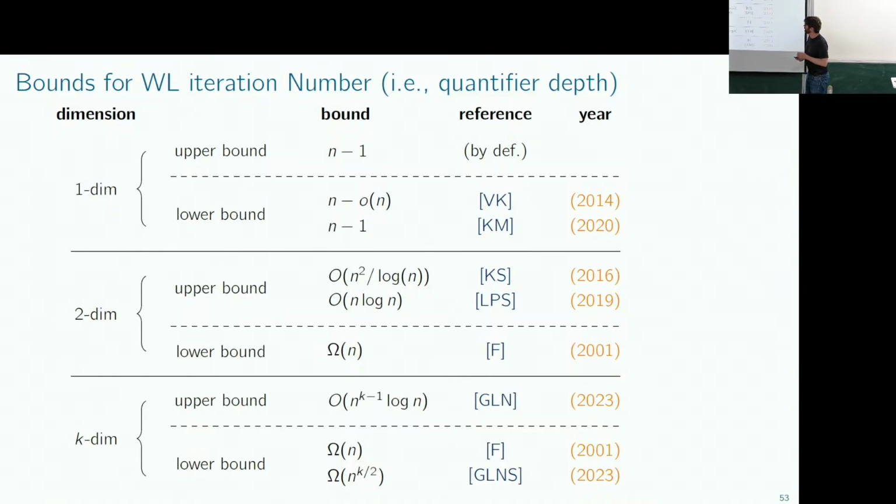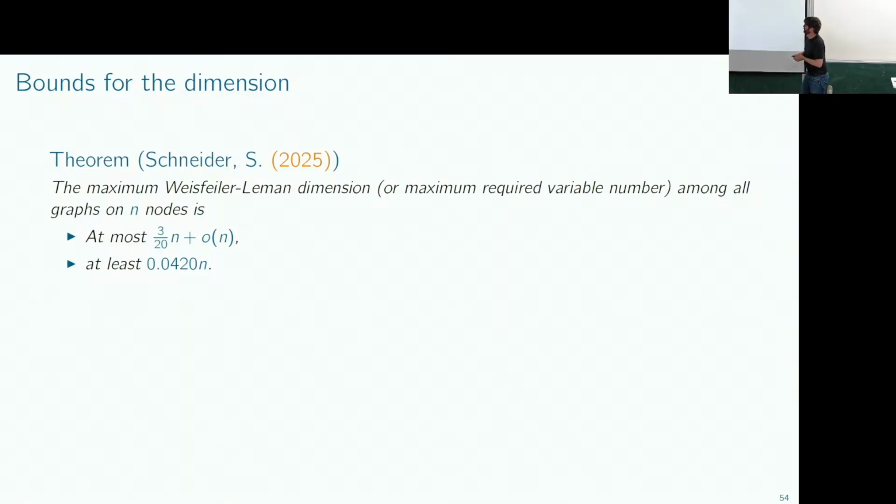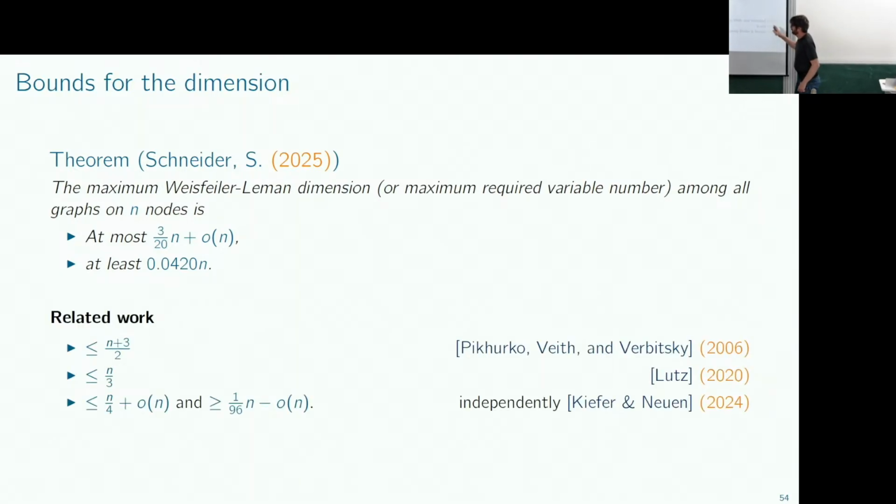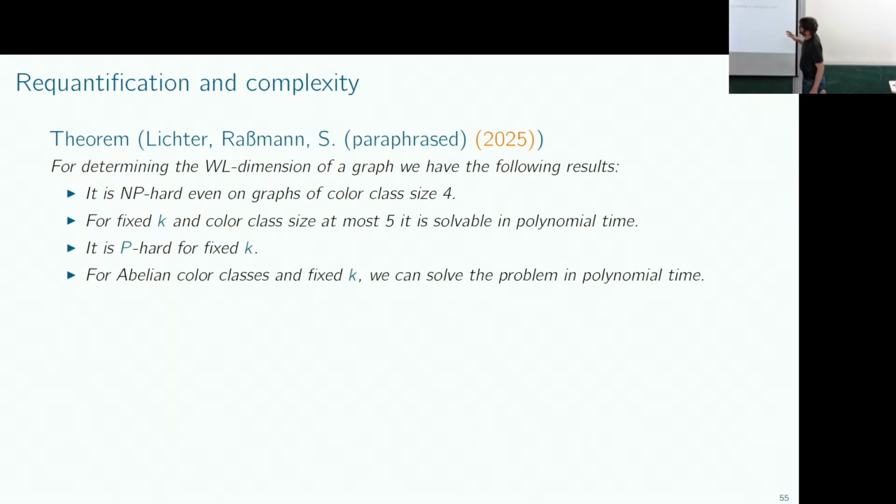Okay, then we have a new result that shows the absolute dimension for all graphs, what are the bounds, and they're between 3/20 and 0.04 n. So this is structural graph theory in the isomorphism sense, where you try to understand the different pieces and so forth. This will be at ICALP now. And the previous best bound is basically n/4 by independent work of Sandra Kiefer and Daniel Neuen, who were also in Aachen.